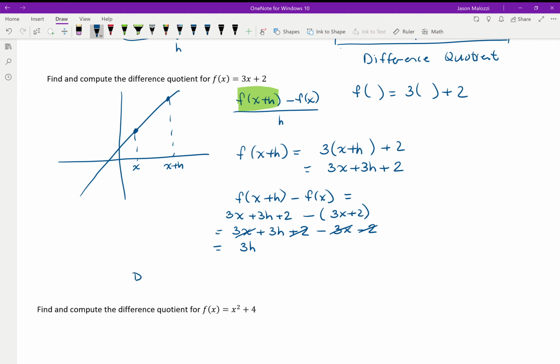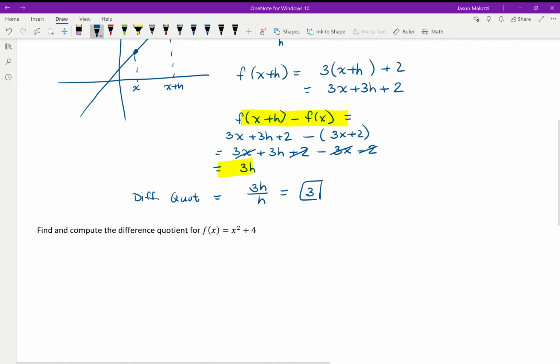So that means that the difference quotient is equal to, well now, I'm just going to highlight this here, this is the numerator of the difference quotient. So that means my difference quotient becomes 3h over h, which is 3. And that should not be a surprise, because the difference quotient tells you basically an expression for the slope between any 2 points.